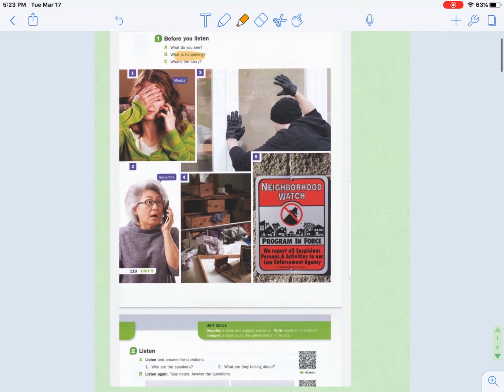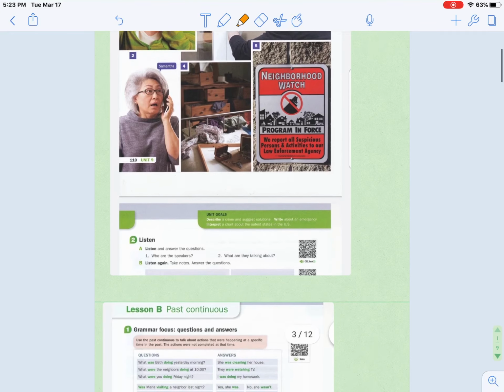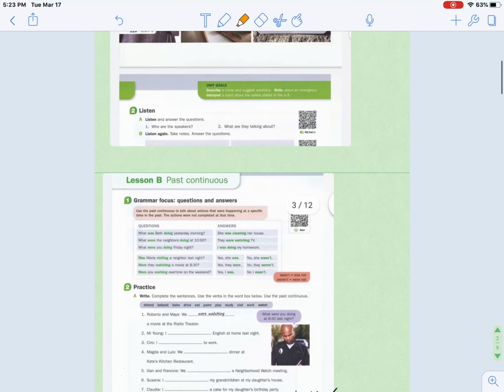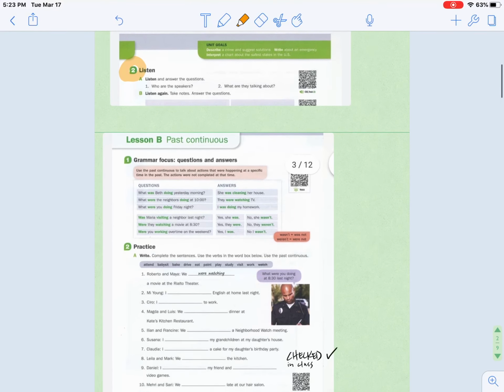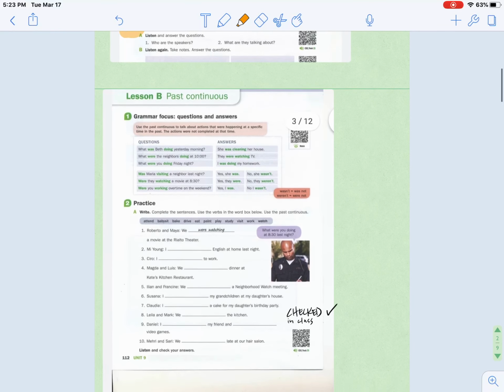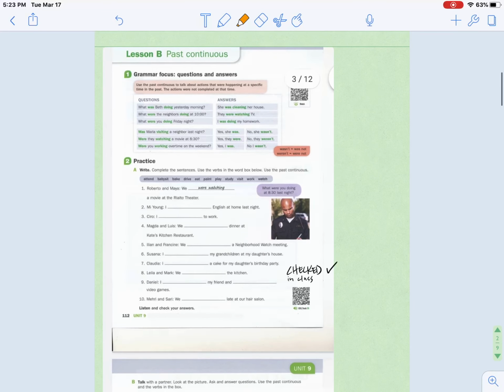We reviewed page 110 in class, and we were supposed to do exercise 2, listen, as well. If you have not finished exercise 2, please do it. We also reviewed page 112. If you were absent or I did not check your paper, you will be able to check this exercise, practice 2, with your partner. If you have any questions, please let me know.